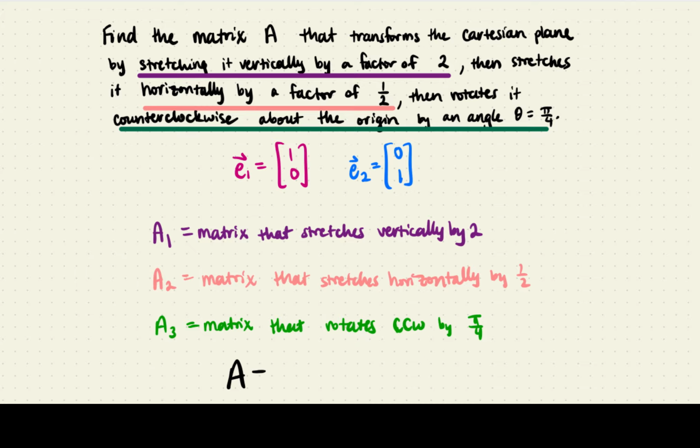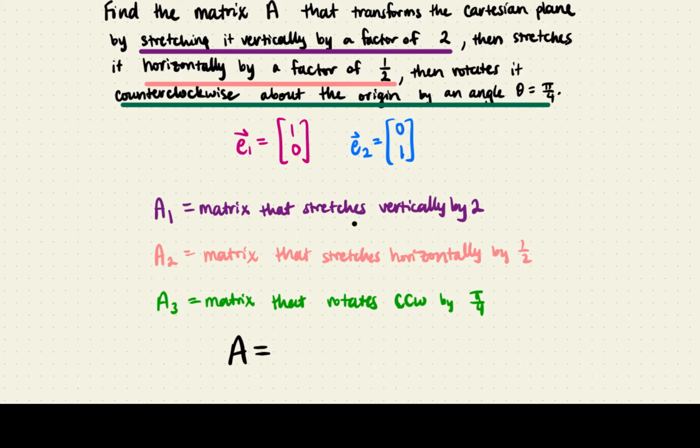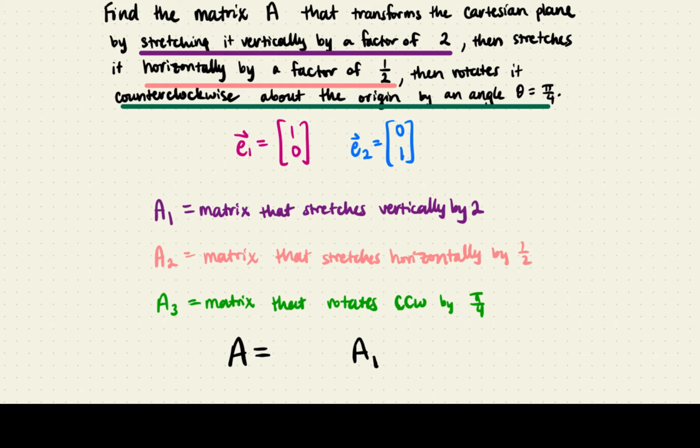So this matrix A is going to be the product of these 3 matrices where the transformation that you want to happen first should be on the right. So A1 is the transformation we want to happen first. That'll be on the right. And we move from right to left. So the next transformation we want to happen is A2, and the last transformation we want to happen is A3. So we'll take this product of matrices at the end.